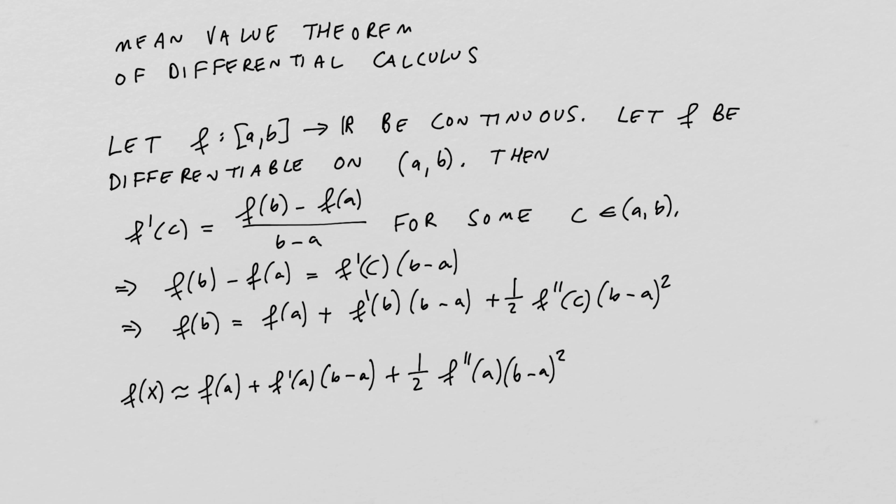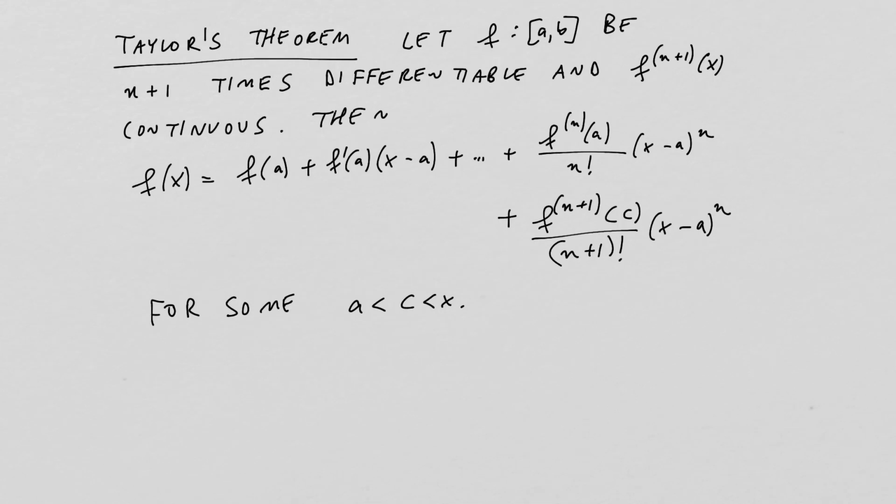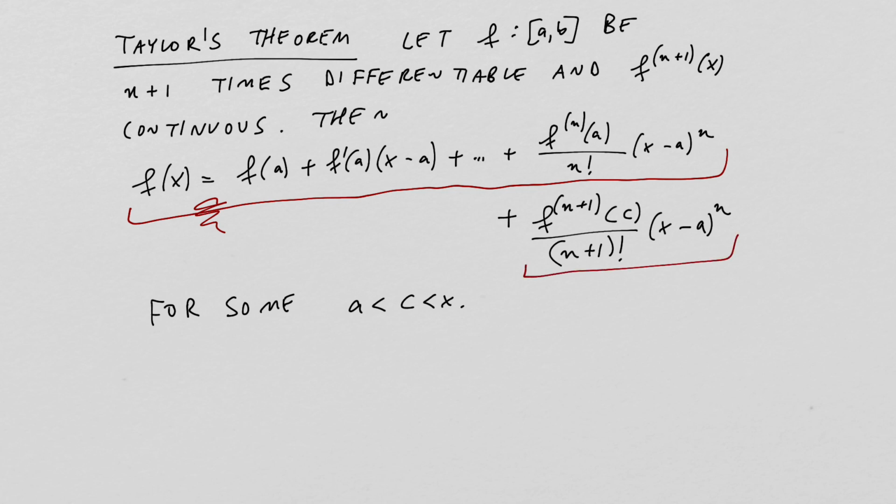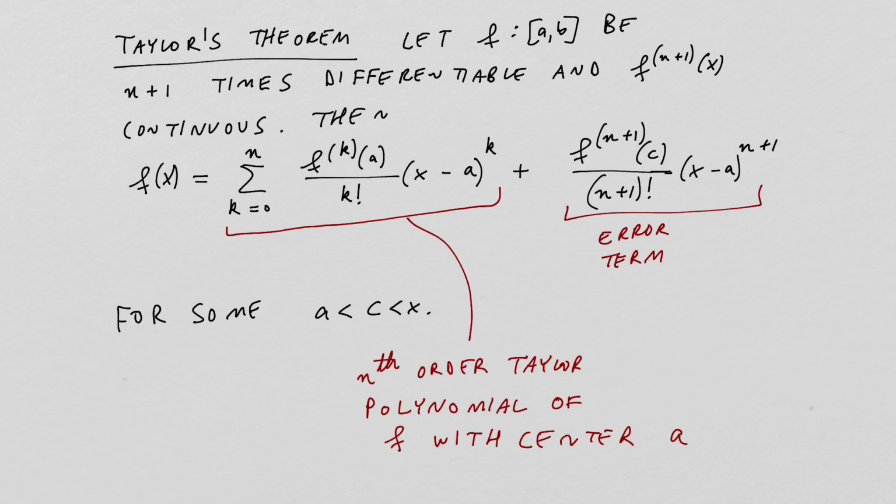In the same way, this second degree approximation can be made to be exact if we just change the second derivative to be evaluated in some different point. Analogously, we can make the nth polynomial approximation, the nth Taylor polynomial, exact if we add this kind of term here. Here Taylor's theorem has been written in a different way.